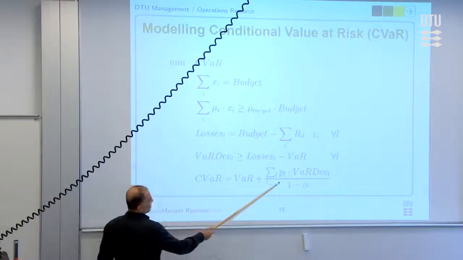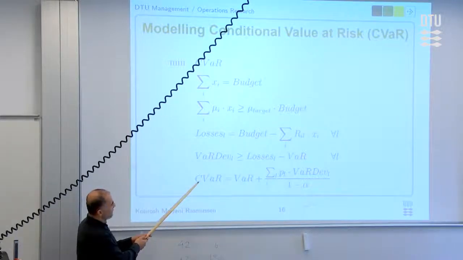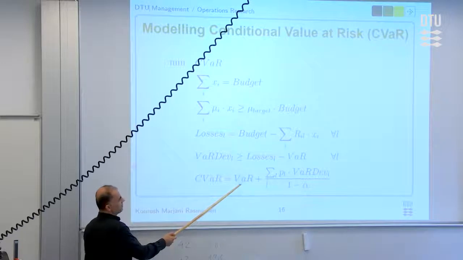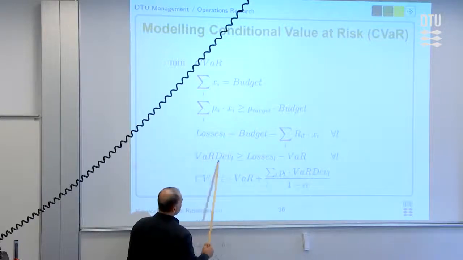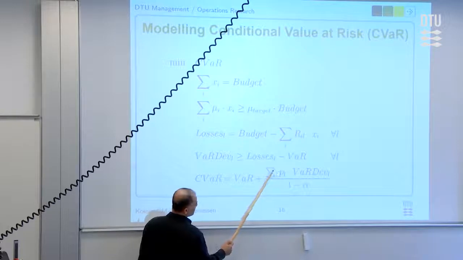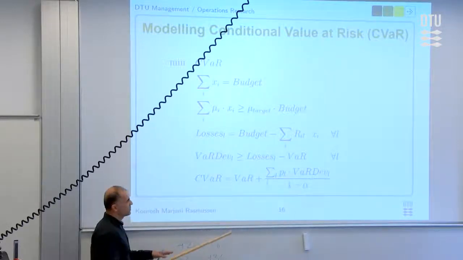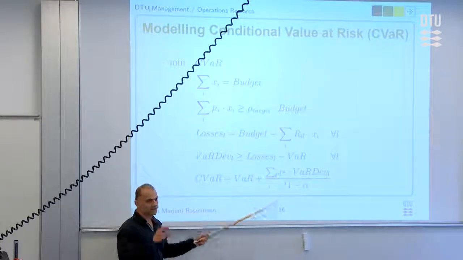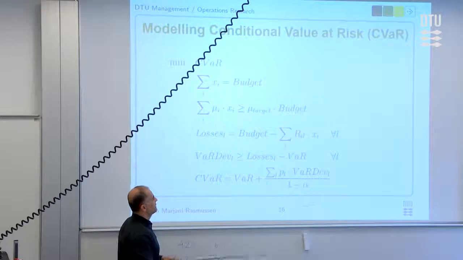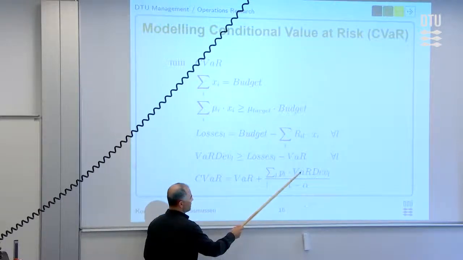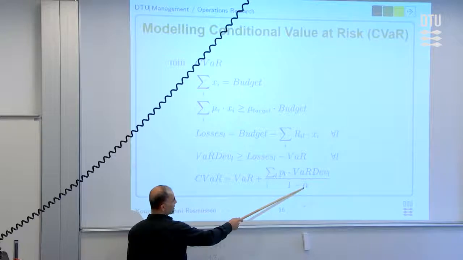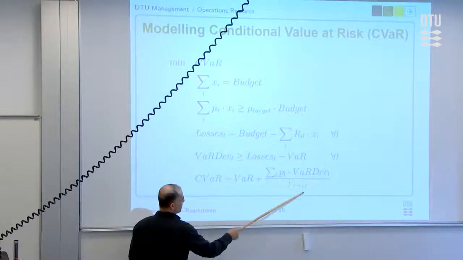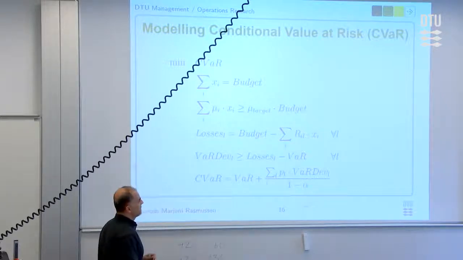So here is how we measure the conditional value at risk. We say conditional value at risk is value at risk plus what comes on top of the value at risk, which is a deviation, which we just measured here. So that's the deviation on top of value at risk. We sum that up, weighted with the probabilities for those scenarios where the loss is in excess of value at risk, and then we normalize it with the probability. So if we had the 95% probability, this is then divided by 0.05, by 5%.